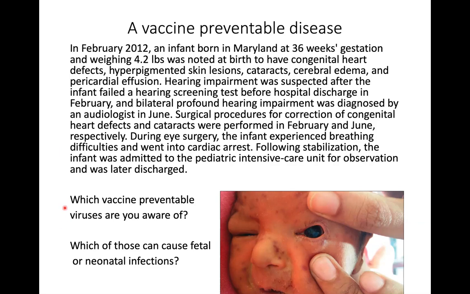So the questions I have, you can pause here and think about these two. Which vaccine preventable viruses are you aware of? And which of those do you know of that can cause fetal or neonatal infections? In our DNA viruses talk, we learned about some DNA viruses that can cause fetal and neonatal infections. Some of the symptoms here may be the same, some of them may be different. So do you think it's one of those, or do you think it's something else? Think about those for a few minutes and then come back.